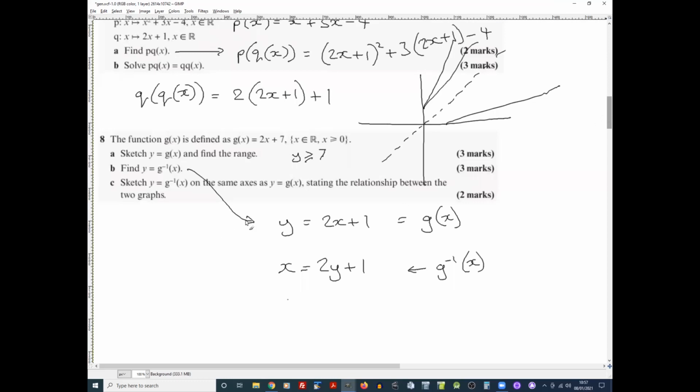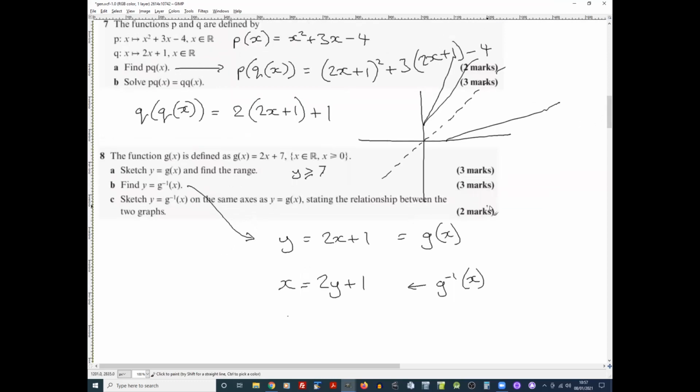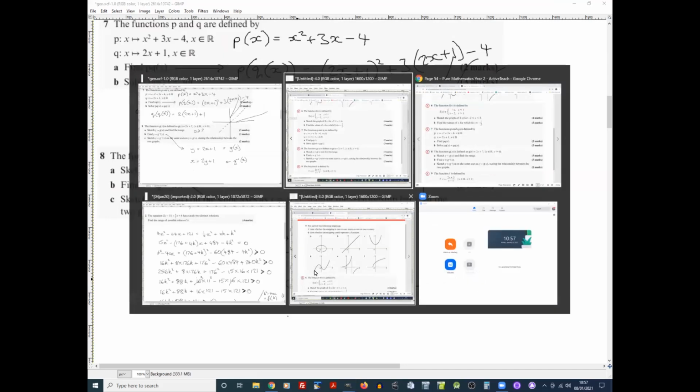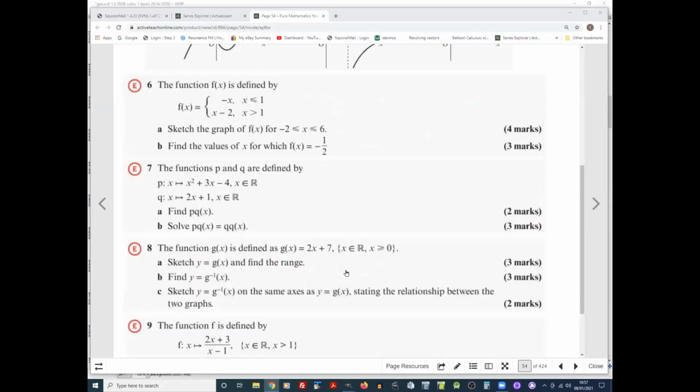So yes, you just get used to it. That's an easy 2 marks, because you're just reflecting in the line y equals x. Because that's always what's happening graphically with an inverse.